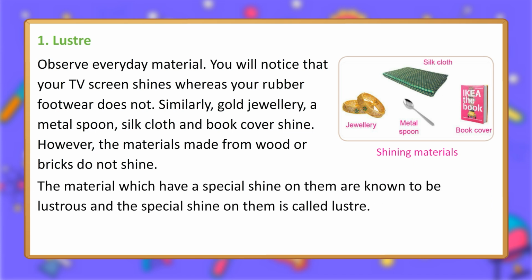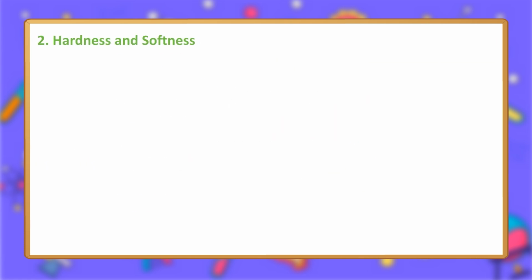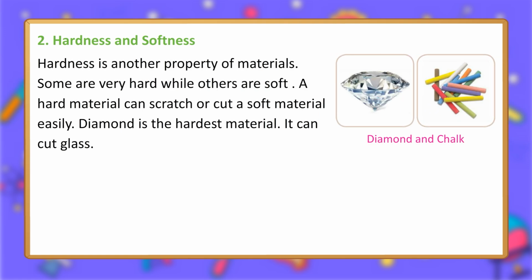The materials which have a special shine on them are known to be lustrous, and the special shine on them is called luster. Shining materials. 2. Hardness and softness. Hardness is another property of materials. Some are very hard while others are soft. A hard material can scratch or cut a soft material easily.